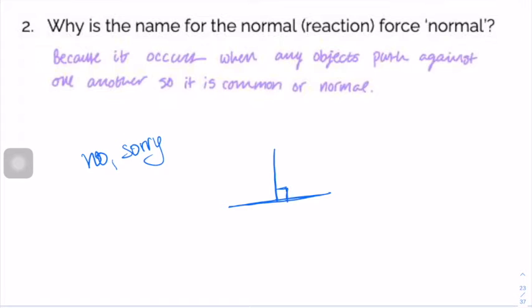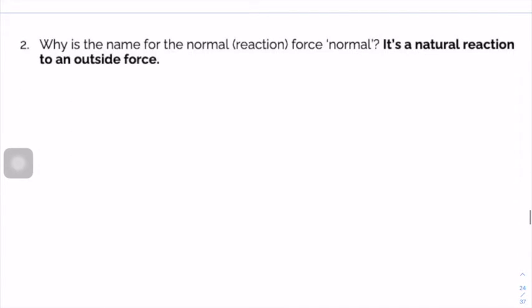Perpendicular. I'm going to start drawing this differently. Let's change the direction. Perpendicular, okay? It's a natural reaction to an outside force. What do we think? Nope, you guys got this. We know it's perpendicular. Let's draw another one.